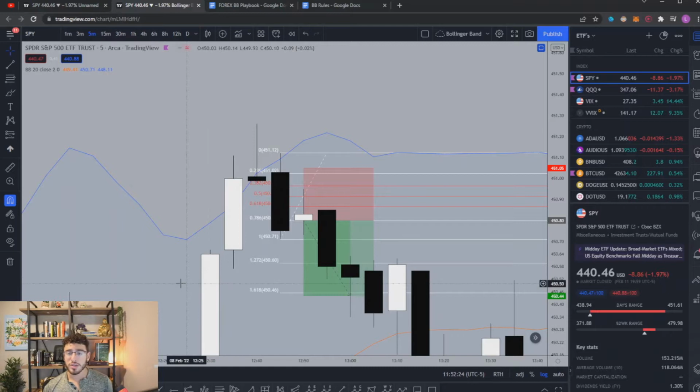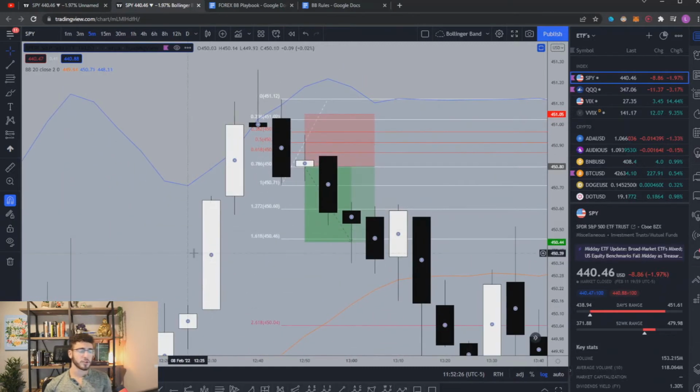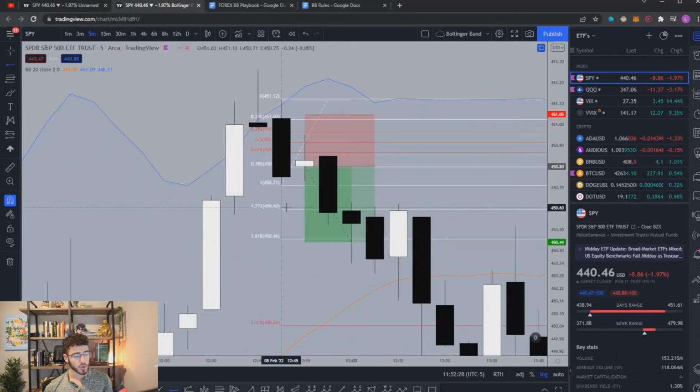And then we have two take profit levels. Our first take profit level is going to be at the 127.2 level, right here. Our second take profit level is going to be at the 161.8 extension right here. And then our third take profit is going to be at the middle Bollinger Band.